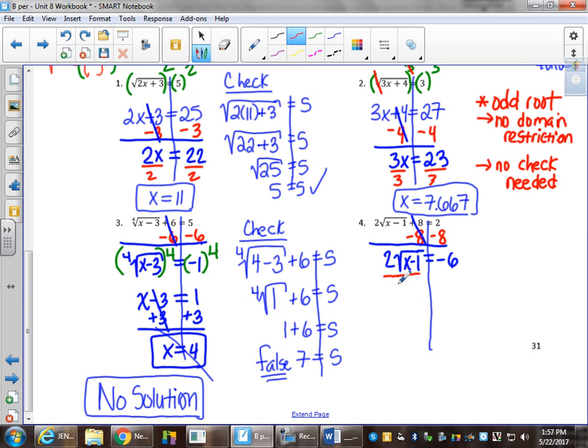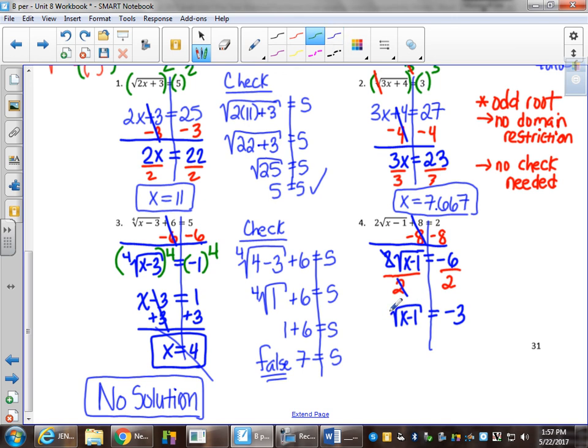The inverse of multiplying is dividing. So to finish getting it by itself, we need to divide both sides by 2. So these 2's are gone, because 2 divided by 2 is 1. We get the square root of x minus 1 equals negative 3. Now the radical is completely by itself. Now we can tackle the square root.